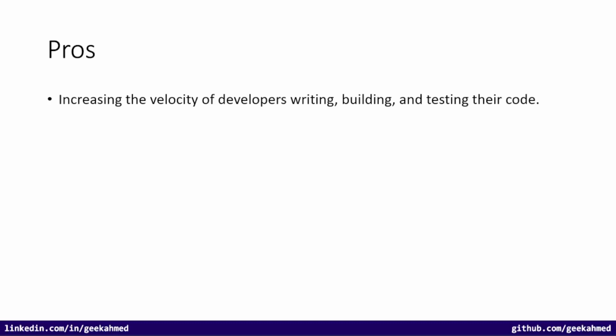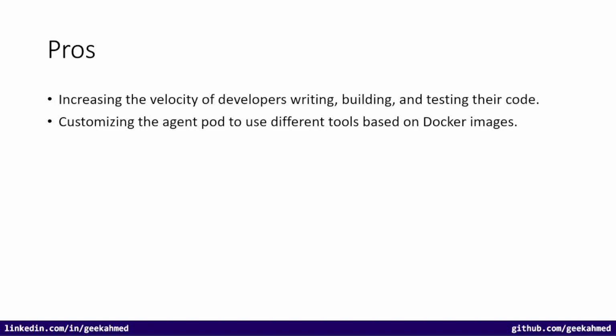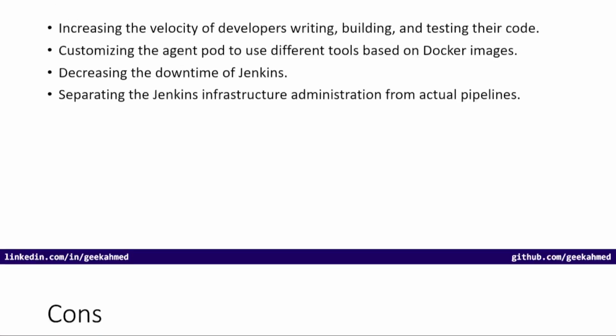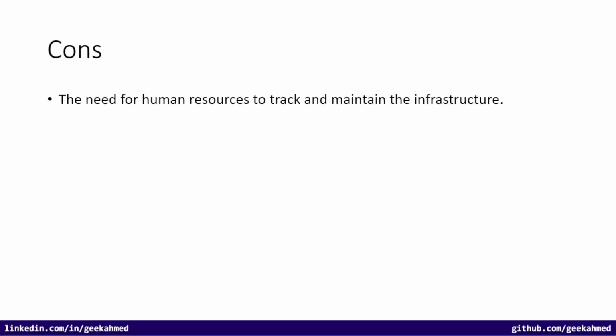The advantages of this system are the increase in the developer's velocity in writing, building, and testing their code, customizing the agent pod to use different tools based on Docker images, decreasing the downtime of Jenkins, and separating the Jenkins infrastructure administration from actual pipelines. The disadvantages are the need for human resources to maintain this infrastructure, and also the increase in the cost of the cloud providers.